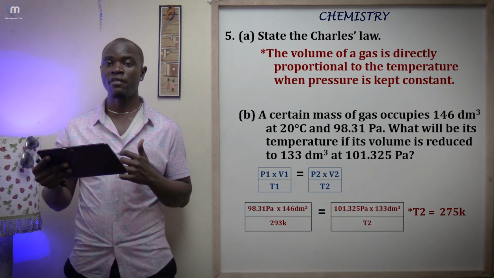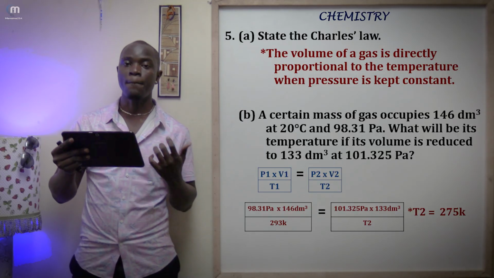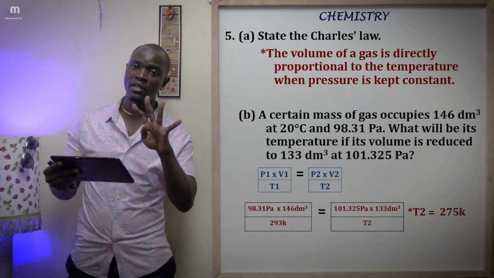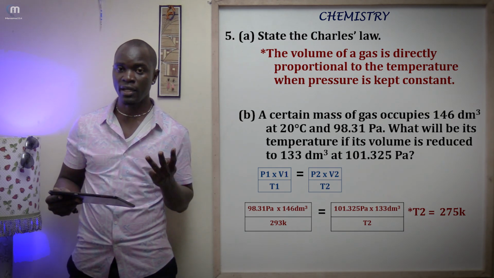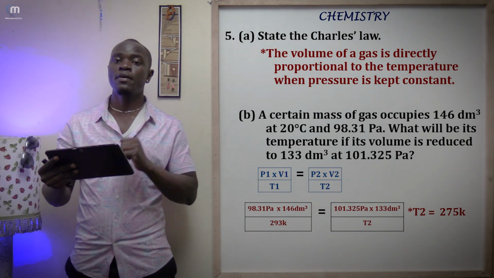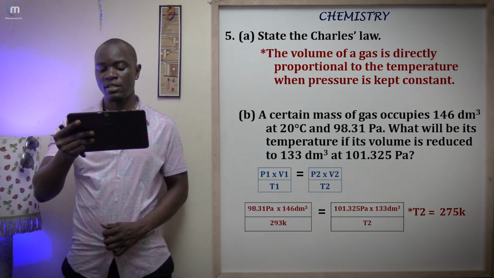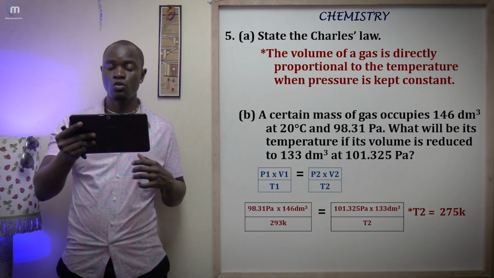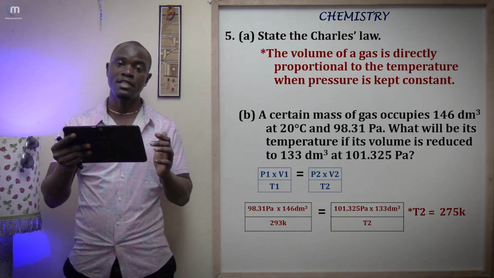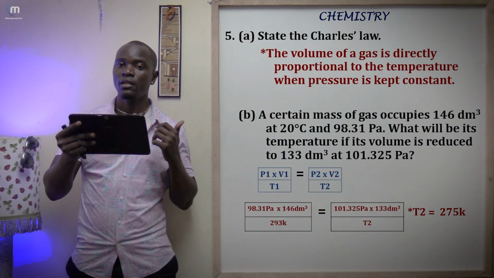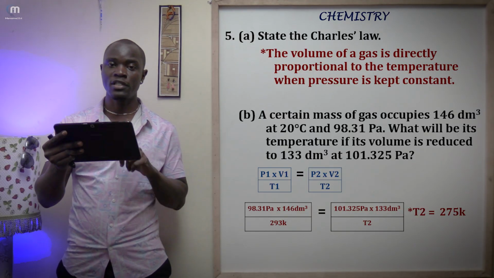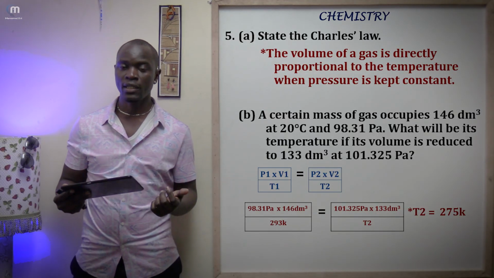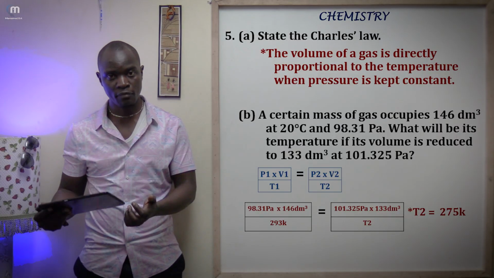And pressure 1 we have been given as 98.31 pascals. So remember, we have these three variables that have appeared in this case. So the next part of the question, we are being told what will be its temperature if its volume is reduced to V2 133 dm cubed, and then P2 we have 101.325 pascals. Then we are being told to find the temperature.